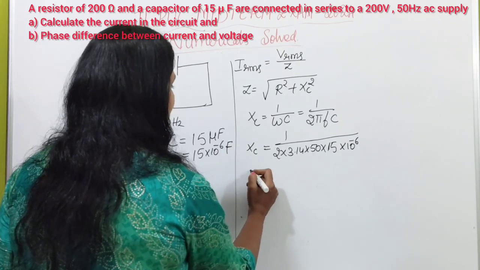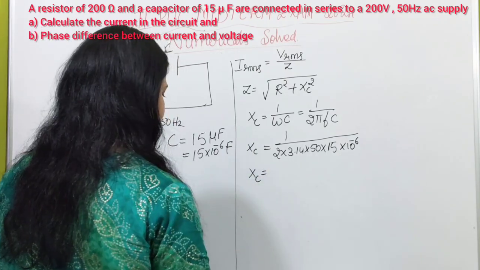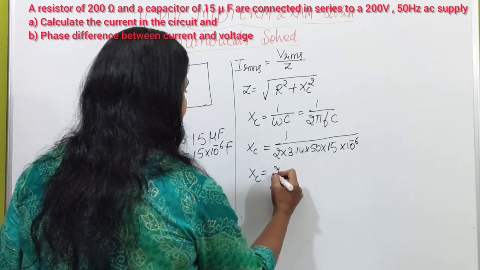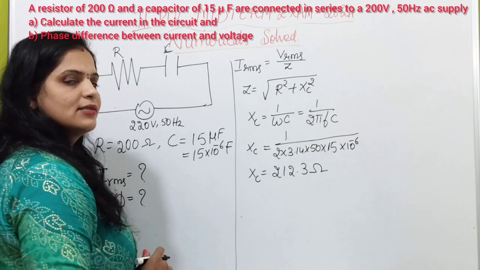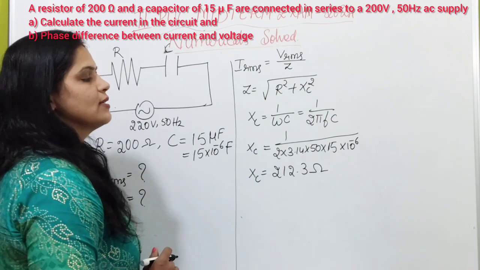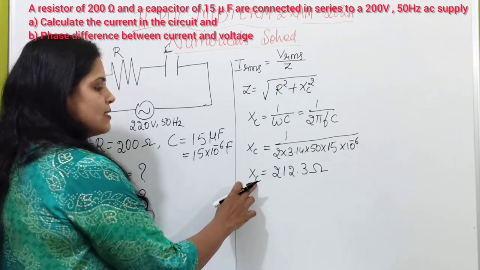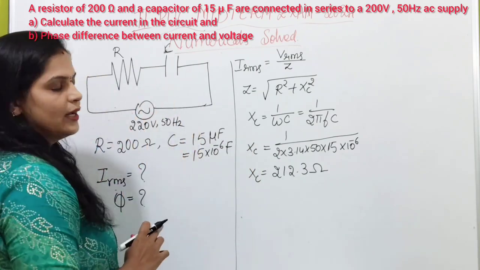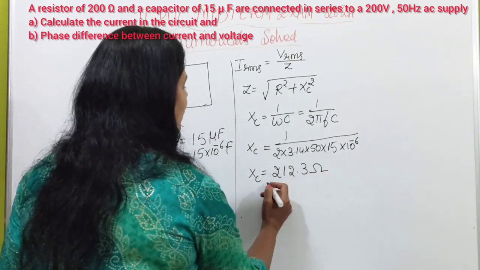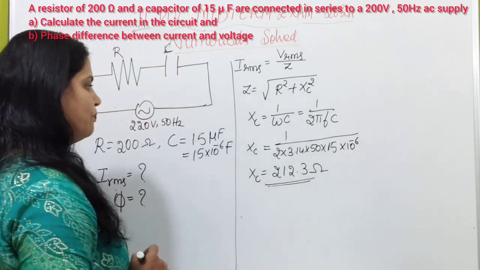And substituting, you will come to know that XC is equal to 212.3 ohm. XC is the capacitive reactance. It is same as resistance. It is the resistance or opposition offered by the capacitor for the flow of AC current through it. So that's why it is ohm. Its SI unit is ohm.